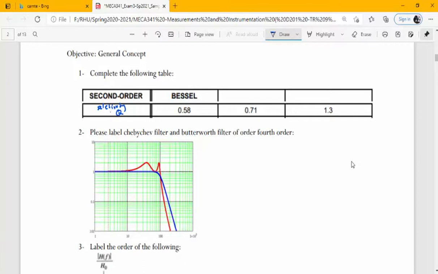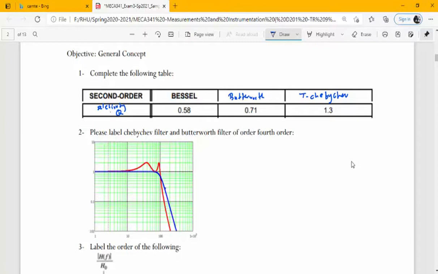The one with 0.71, which is 1 over radical 2, approximately, is called the Butterworth filter. And the filter with Q greater than 1 over radical 2 is called the Chebyshev filter. In the second question, we are asked to label which one of the plots is for the Chebyshev and which one is for the Butterworth.